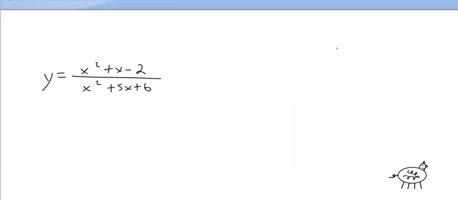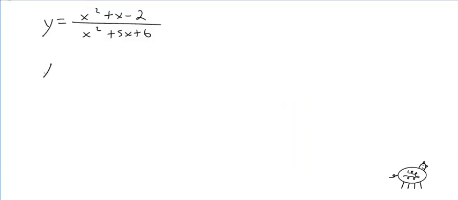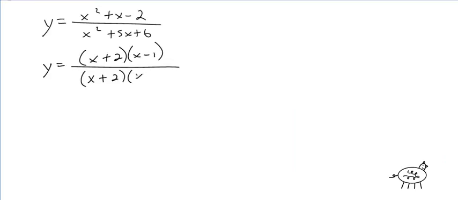If I factor this, I get y equals x plus 2, x minus 1 over x plus 2, x plus 3. Look at that. That cancels out. Whenever you cancel something out, math fans, you remember that's a hole. So truly what your graphing calculator is doing, it's graphing y equals x minus 1 over x plus 3.